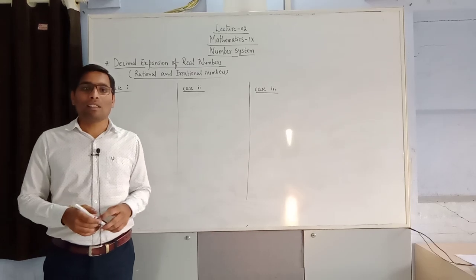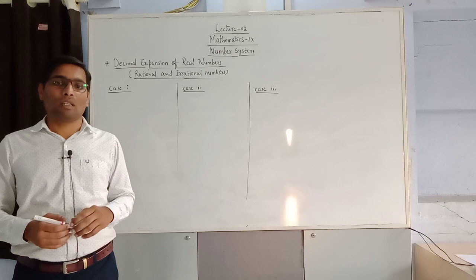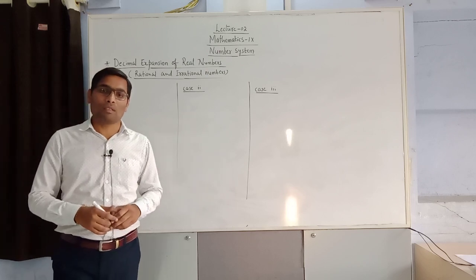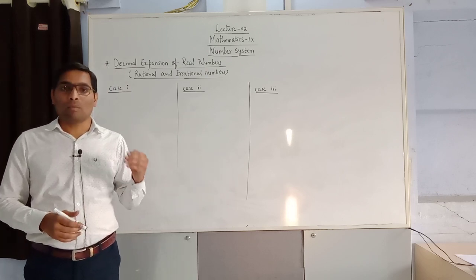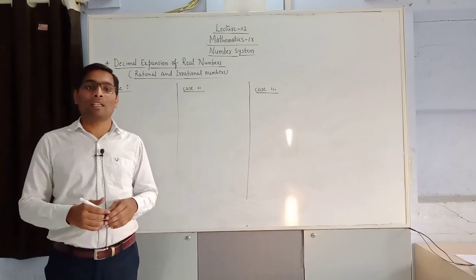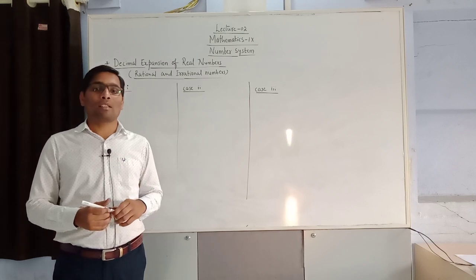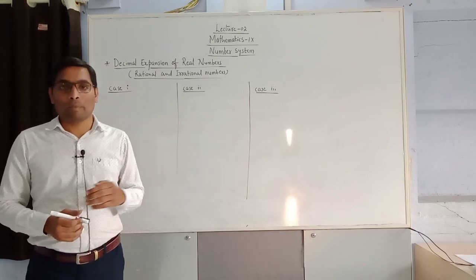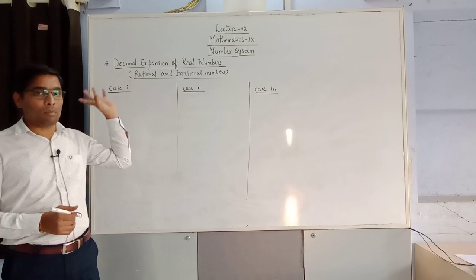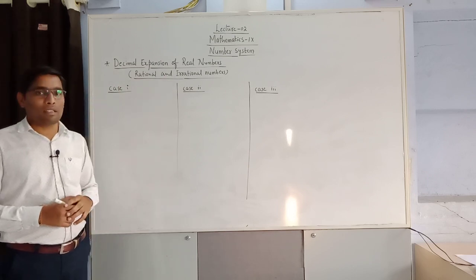Hari Om. In lecture 1 of class 9 mathematics, I explained the basic terms related to real numbers, that is natural numbers, whole numbers, integers, rational and irrational numbers, with examples in detail. Now in lecture 2, I am going to explain the decimal expansion of real numbers, that is, the decimal expansion of rational and irrational numbers.